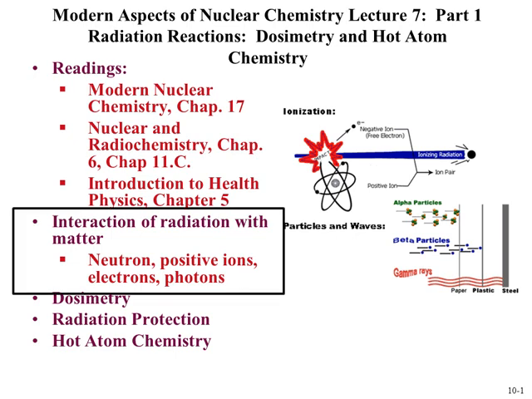Part 1 of Lecture 7 is going to cover the interaction of radiation with matter. We're going to discuss neutrons, positive ions, electrons, and photons. And we're going to see that ions, positive ions, and electrons have similar interactions with matter, where neutrons are very different and photons are also different.